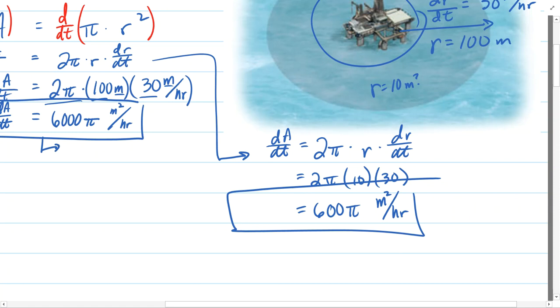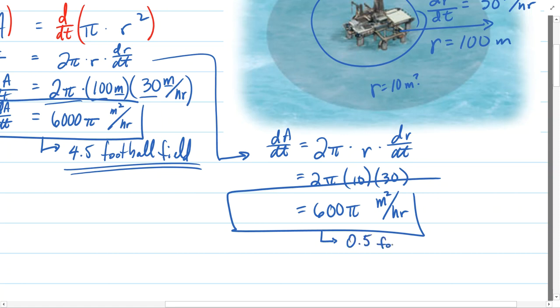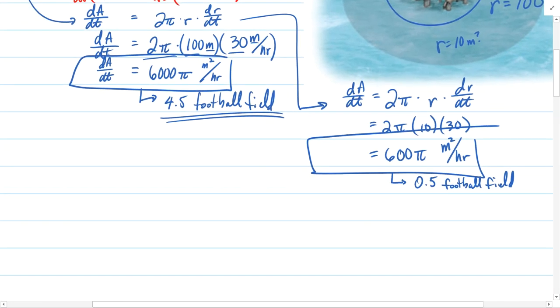I'm checking my notes from the last time I delivered this in class. This is approximately 4.5 football fields in size. Okay, so every hour it's increasing by 4.5 football fields in size if we let the radius of that oil slick increase to 100 meters, whereas this radius leads to an area change of about half of a football field per hour. So quite a big difference if we can catch this early enough.